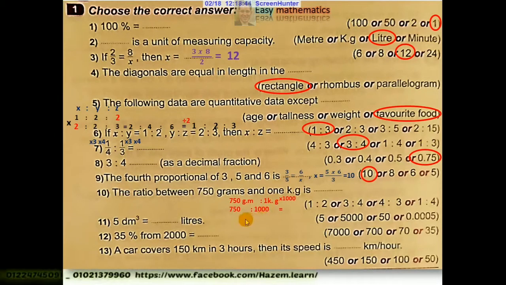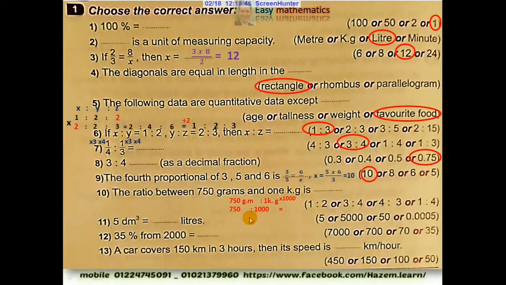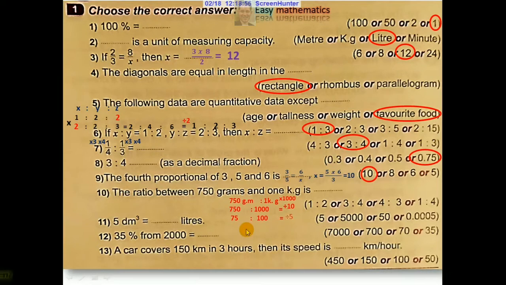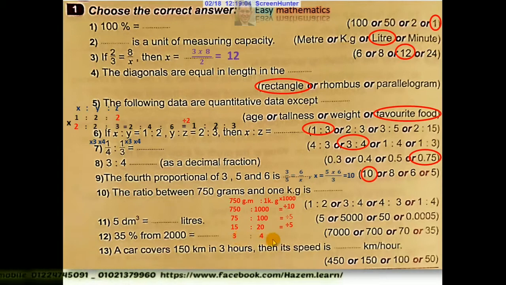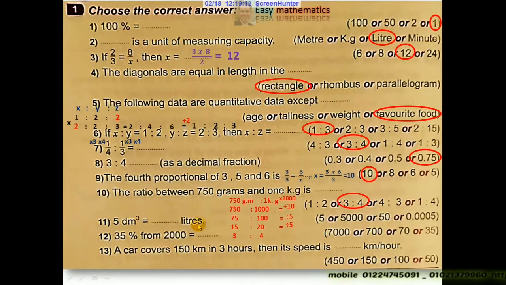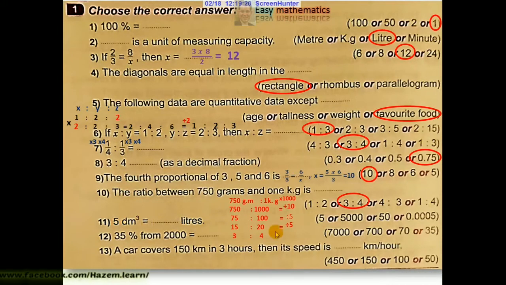And put both of them in simplest form by dividing both of them by 10, it will be equal to 75 to 100. Dividing them again by 5, it will be equal to 15 to 20, and dividing again by 5, it will finally be equal to 3 to 4. So the right answer here will be 3 to 4. Number 11. 5 cubic decimeter equals how many liters? We have studied before, cubic decimeter and liter, both of them are the same. So the answer here will be 5.